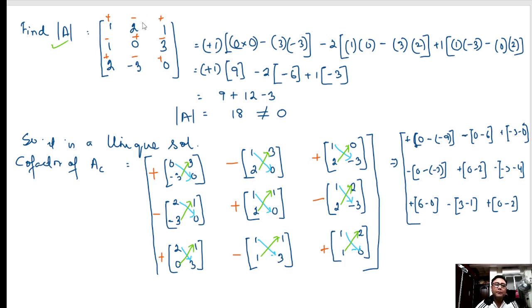Next, if I take -2, then you cannot take this row and this column. So what is left? What is left is this, this, this and this. So you have to do 1 into 0 minus 3 into 2. So here I have done for minus 2. Clear? Here I have done it.